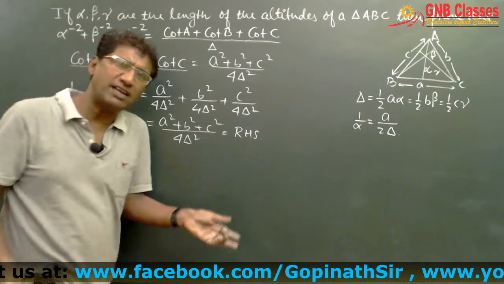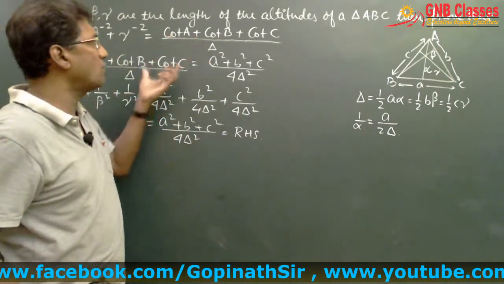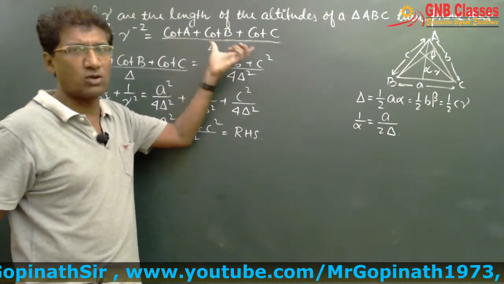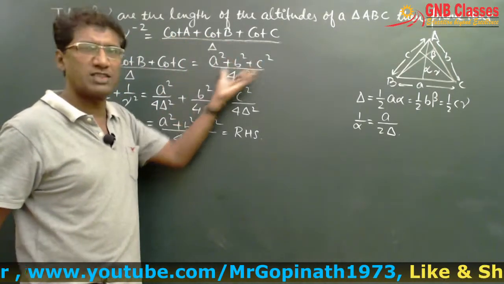How quickly we have done. Otherwise, if you cannot remember this result, we would have had to find out cot A plus cot B plus cot C equals A square plus B square plus C square divided by 4 del.